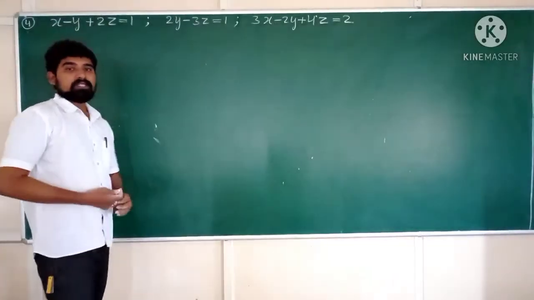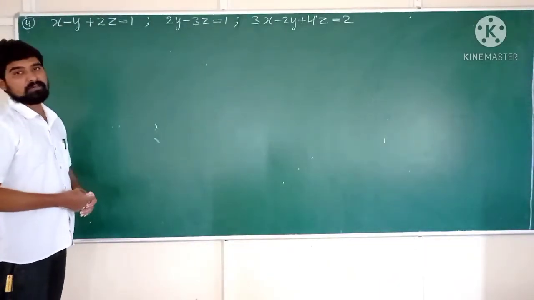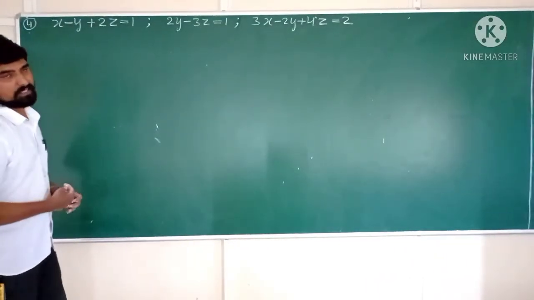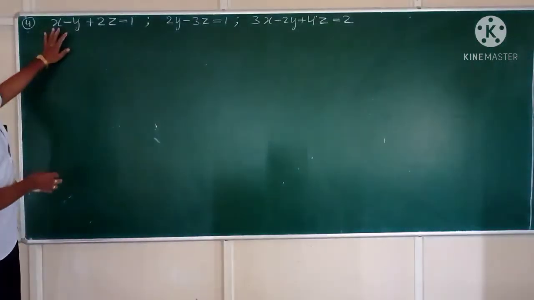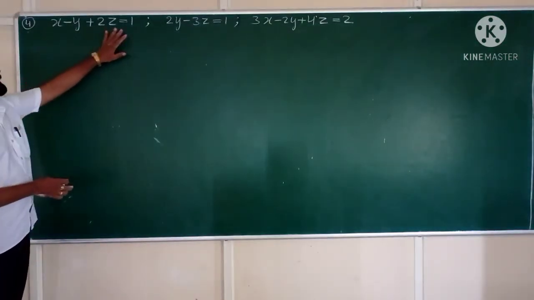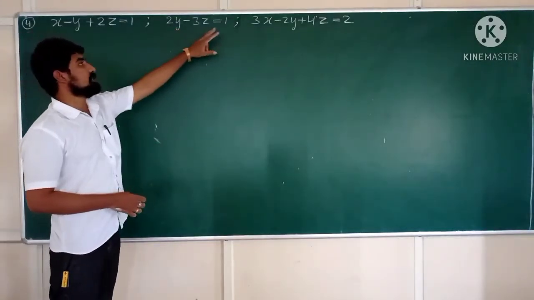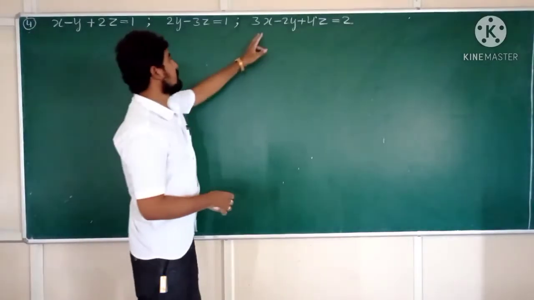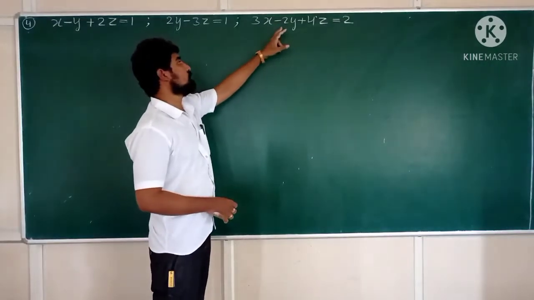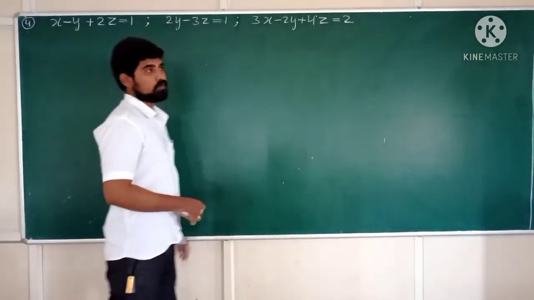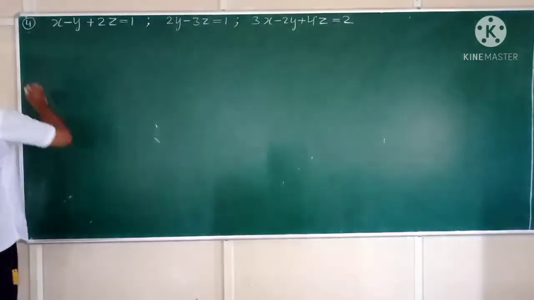So now the fourth question is: solve the given system of equations by using the matrix method. The first equation is x minus y plus 2z is equal to 1. The second equation is 2y minus 3z is equal to 1. And the third equation is 3x minus 2y plus 4z is equal to 2. Let's start the solution.